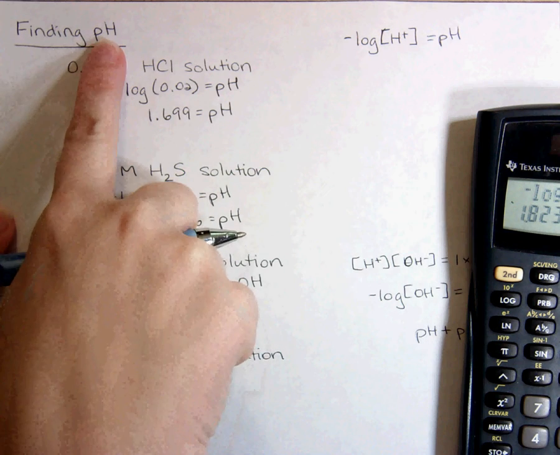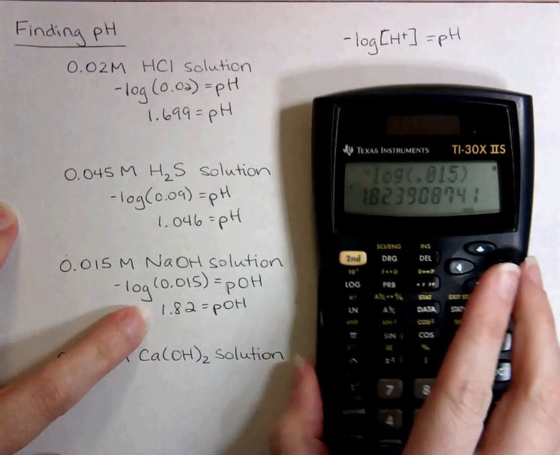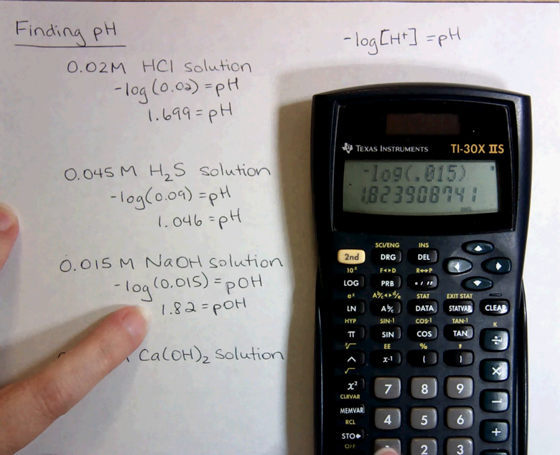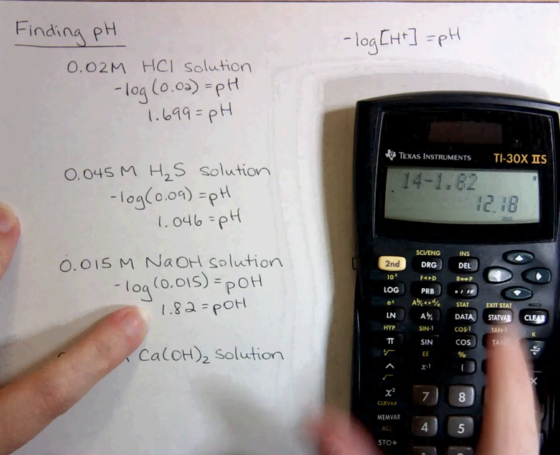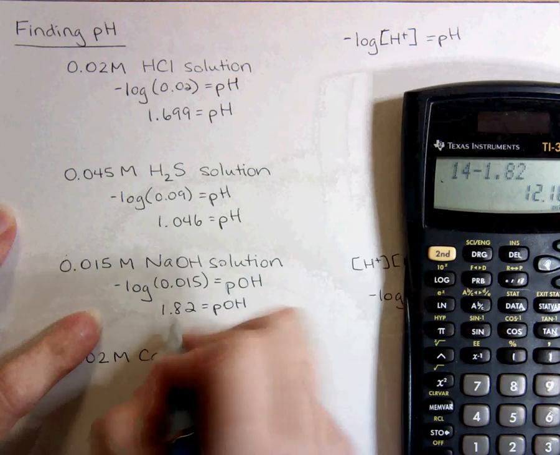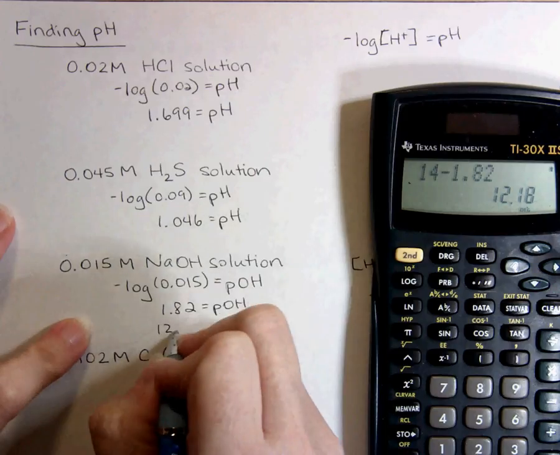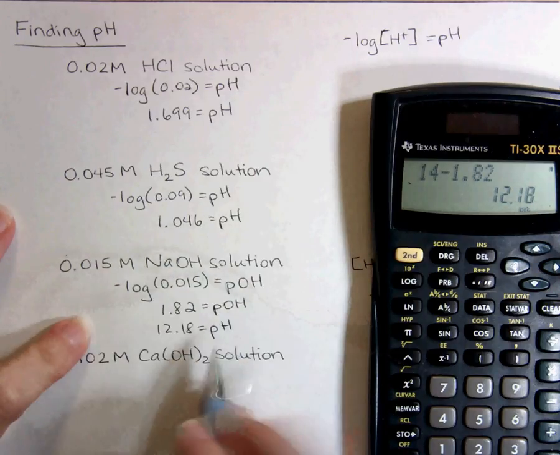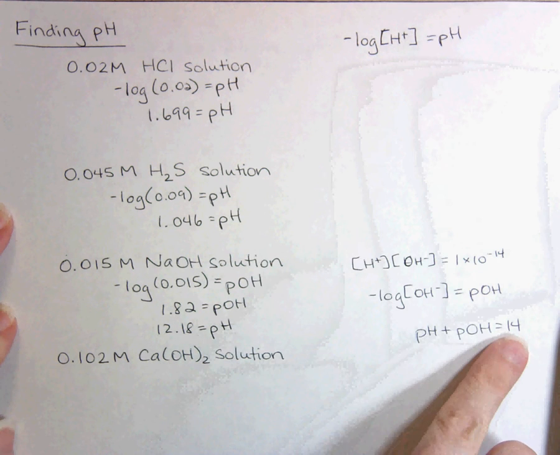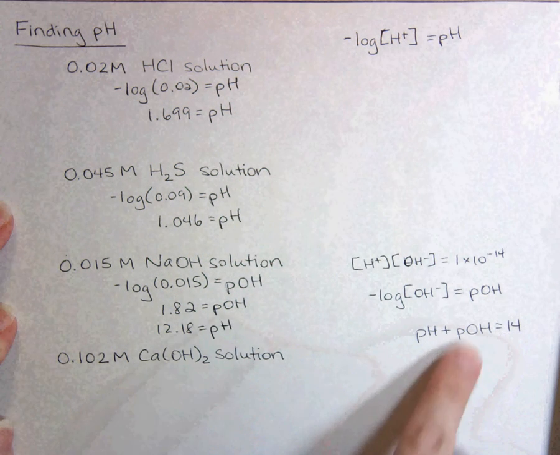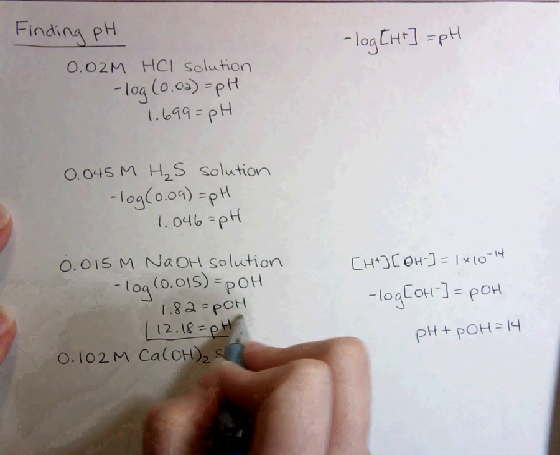But I don't want to solve for POH. I want to find my pH. But I know that pH plus POH gives me 14. So if I subtract this from 14, 14 minus 1.82, it will give me my pH. So my pH is 12.18. Because my POH and my pH have to add to 14. So when I subtract my POH from 14, I'm left with pH. So here's my answer for this one.